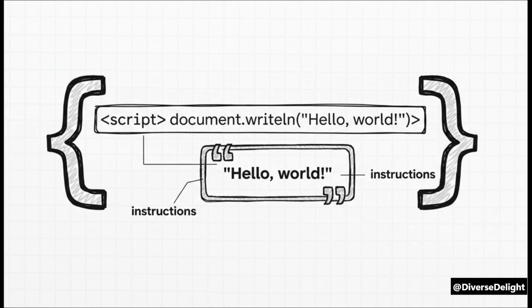Okay, let's quickly break down the other pieces here. Those script tags, they're kind of like bookends. They tell the browser, hey, listen up. The JavaScript starts here and it ends over here. The parentheses hold our actual instructions. And the quotation marks just tell JavaScript that what's inside is a simple string of text.